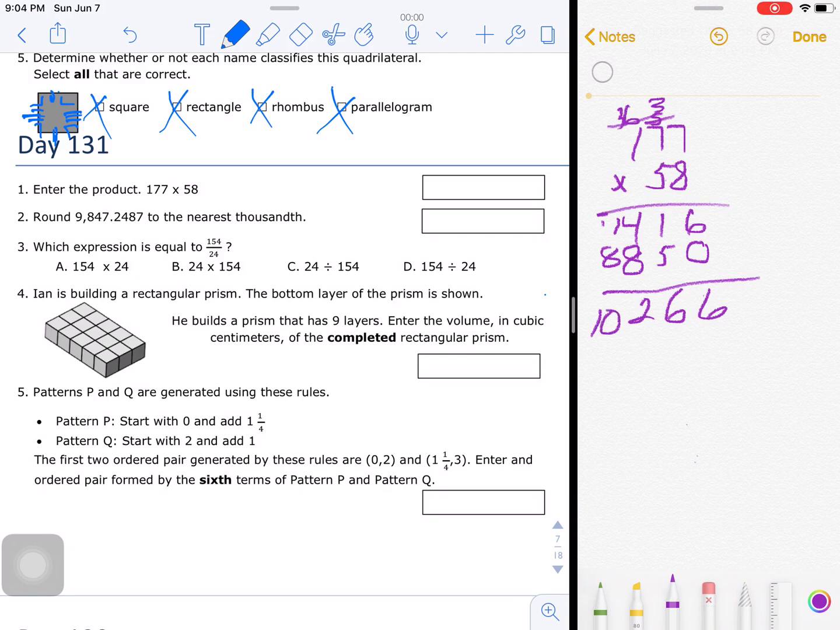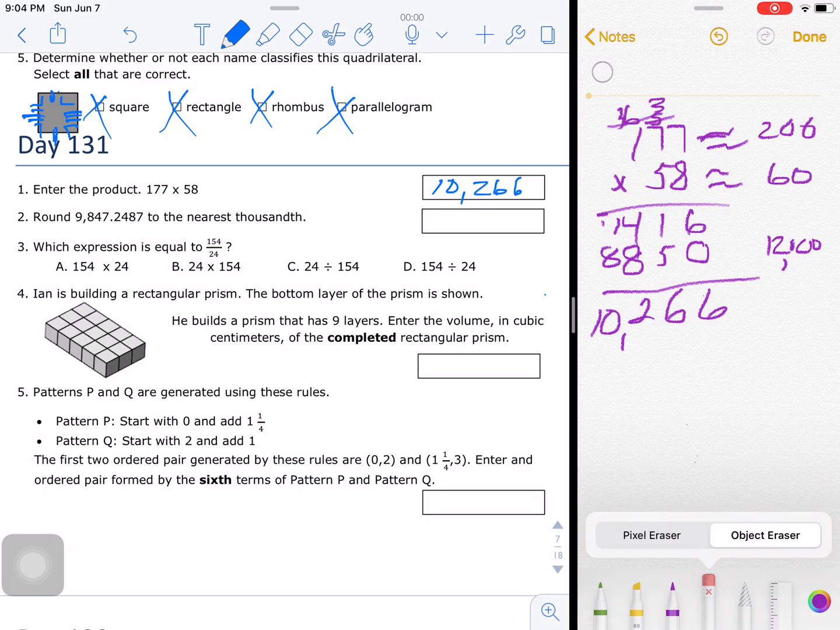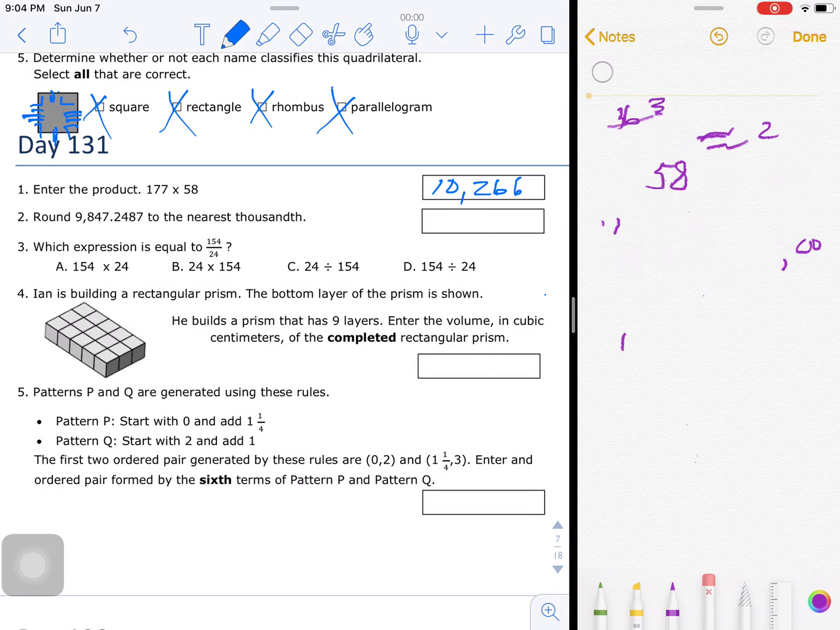And we end up with 10,266. Now, I want to ask, is my estimate reasonable? Well, this is about 200. This is about 60. And 60 times 200 is 12,000. So, yeah, that's a reasonable product. So 10,266 is our product.